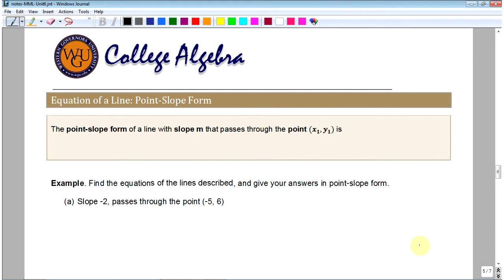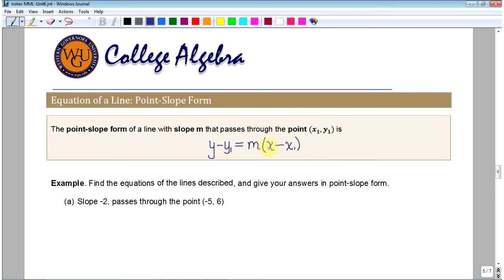Hi, this is Calandra. In this video, we'll cover how to find the point-slope form of the equation of a line. The point-slope form of a line with slope m that passes through the point x sub 1, y sub 1 is, well, you start off with your variable y and you subtract from it your y coordinate that we're denoting with a subscript is equal to the slope m times our variable x minus, and then you substitute in your x coordinate, x sub 1.